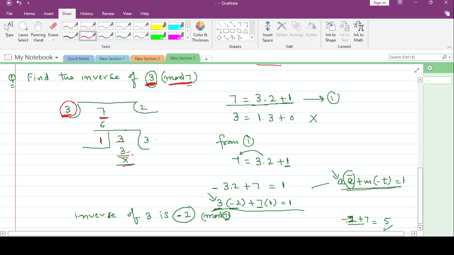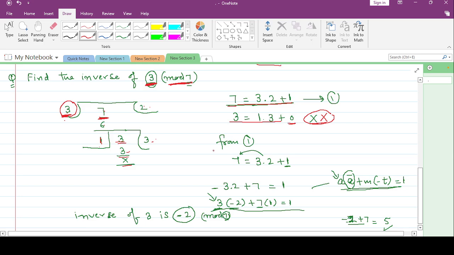Now in the first step you can write 7 as 3 into 2 plus 1. And in the next step you can write 3 as 1 into 3. Here as the remainder is 0, you leave this equation. You were told this in the last video lecture also, that in any equation where the remainder is 0, we just leave that. Now we use equation number 1.